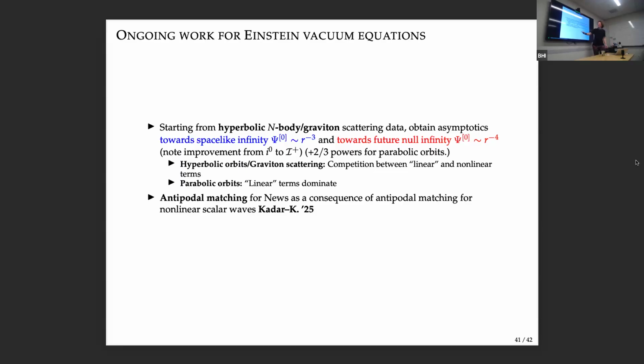And in particular, you can prove that antipodal matching for the news along space-like infinity holds, because this is part of the previous theorem with Ishwan-Kadar, because it holds for a large class of nonlinear scalar waves.